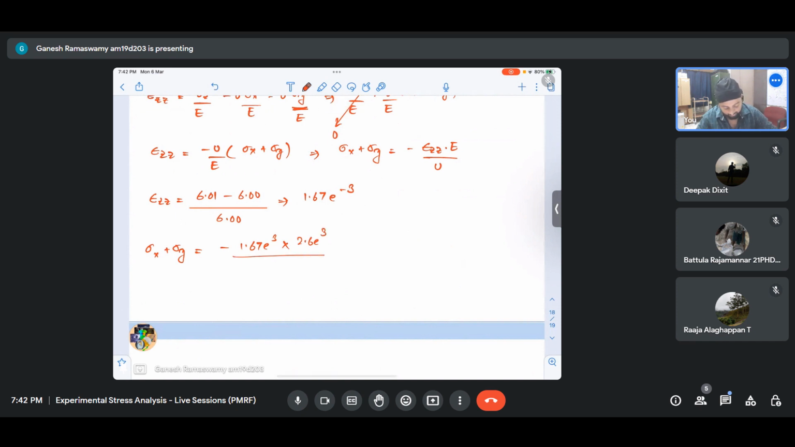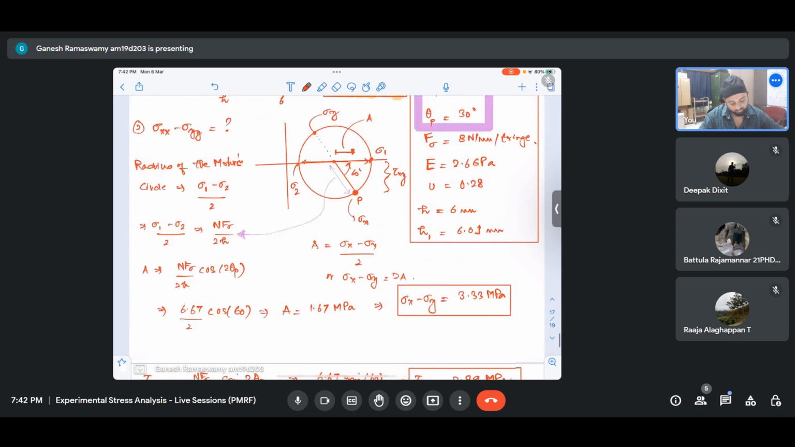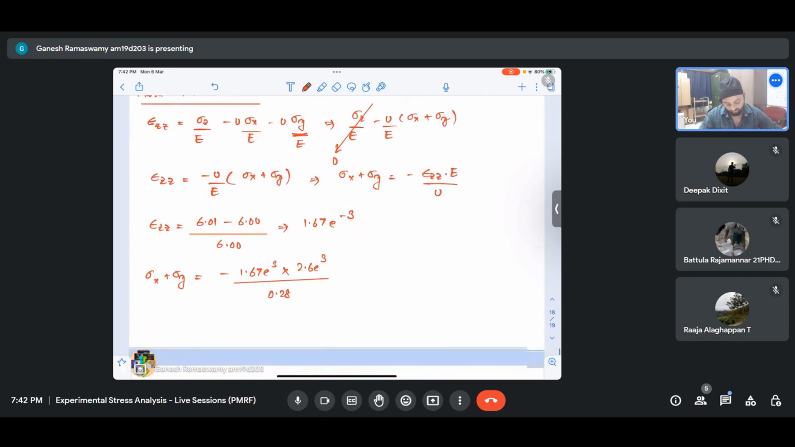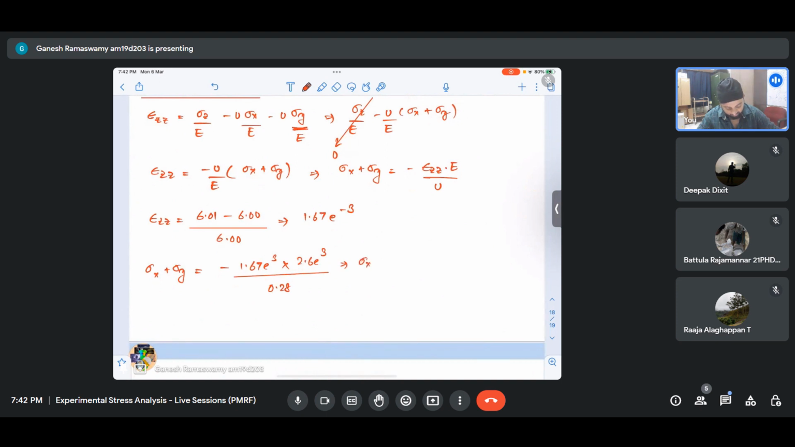by 0.28, which is my Poisson's ratio. So what does this come out to be? Sigma x plus sigma y comes out to be 1.67 E minus 3 into 2.6 E3 by 0.28. So this comes to around minus 15.476 MPa.